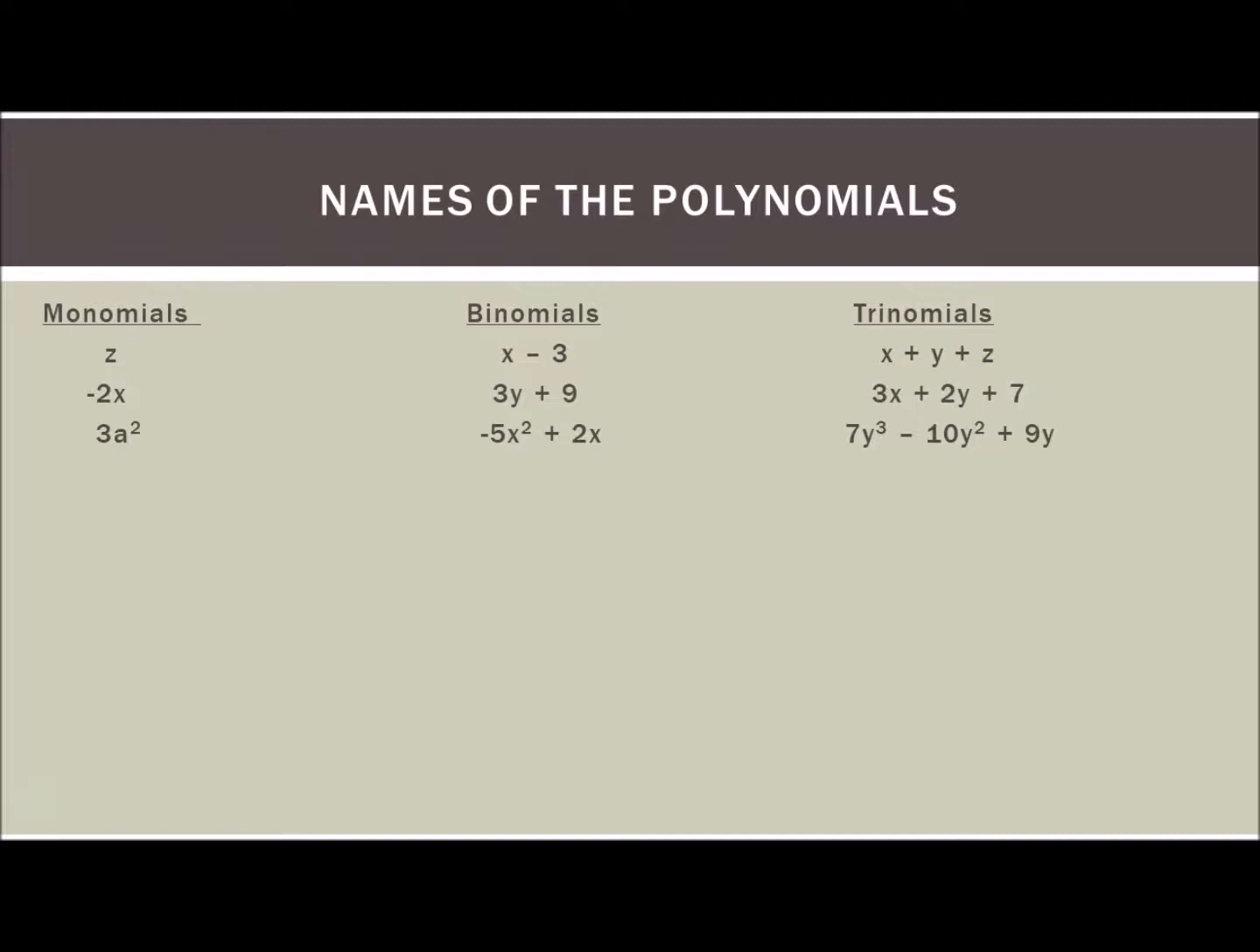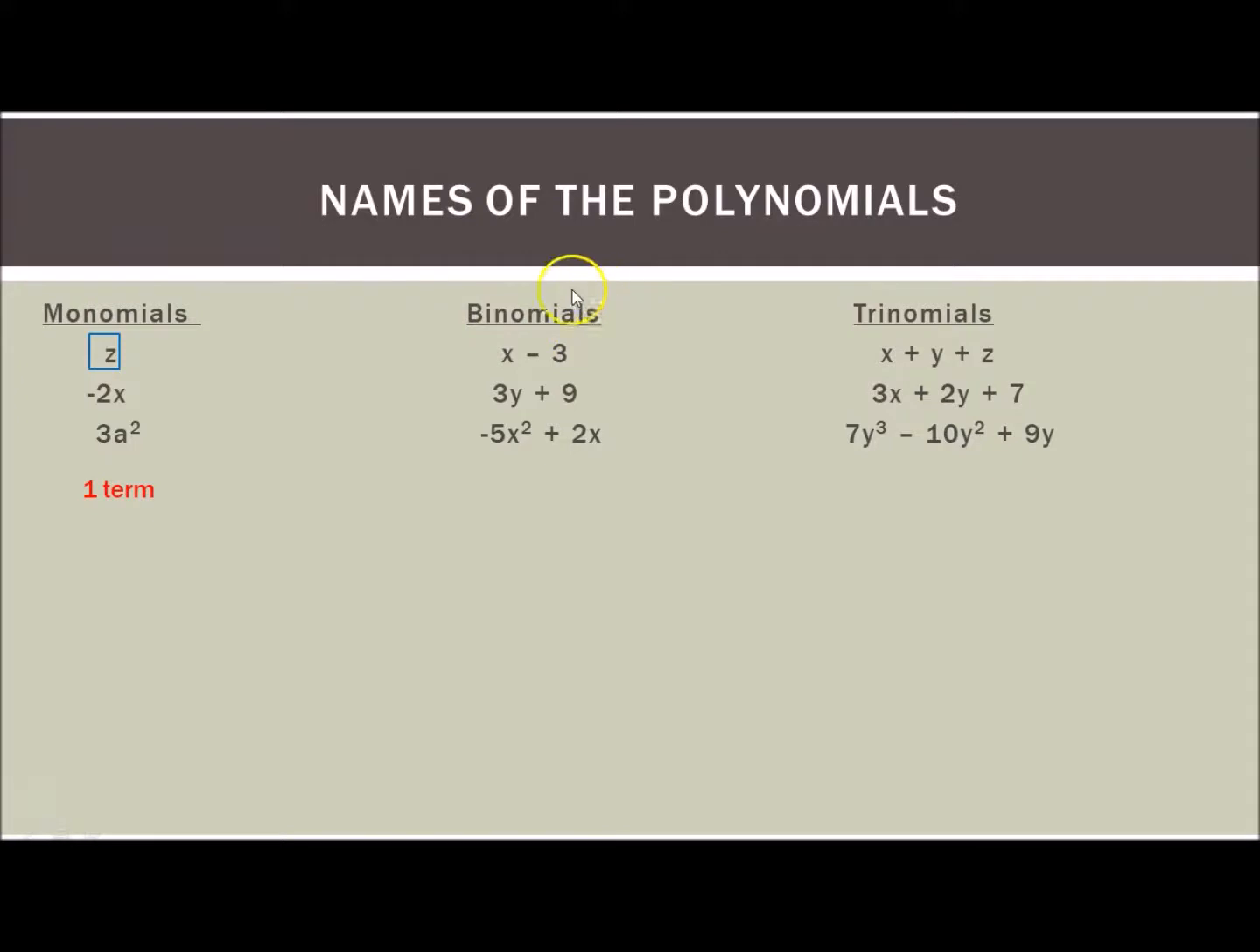If you look at the monomials, there is one term right here. For example, z is one term, negative 2x is one term right there, and then 3a squared is another term right there. Now let's talk about binomials.